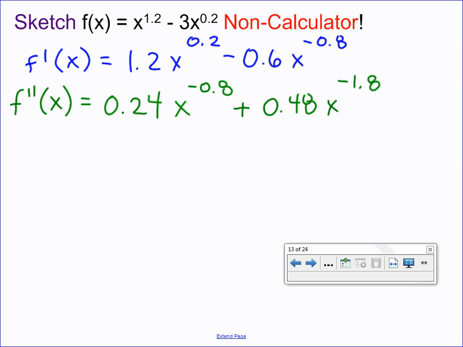I think we should do the same thing Evie was talking about before. Want to do that? Yeah, let's do the same thing. So what are we going to do now? Well, we're just concerned with the sign of y double prime. If we can get this in fully factored form, it's going to be easiest to determine where my possible points of inflection are. So here we go. Let's factor out a 0.24 x to the negative 0.8. That's going to be in each of those. So we want to do that.